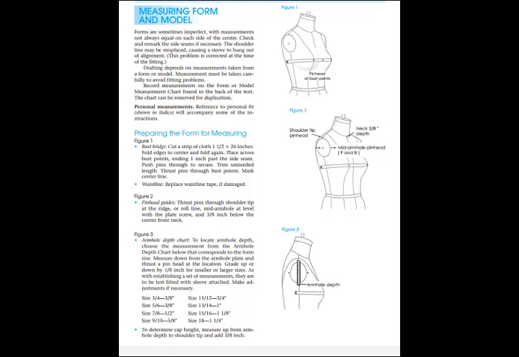Figure 3. Armhole depth chart. To locate armhole depth, choose the measurement from the armhole depth chart below that corresponds to the form size. Measure down from the armhole plate and thrust a pinhead at the location. Grade up or down by 1/8 inch for smaller or larger sizes. As with establishing a set of measurements, they are to be test-fitted with sleeve attached.